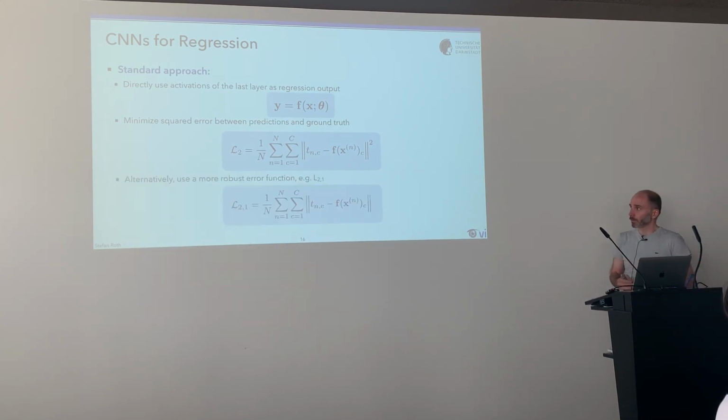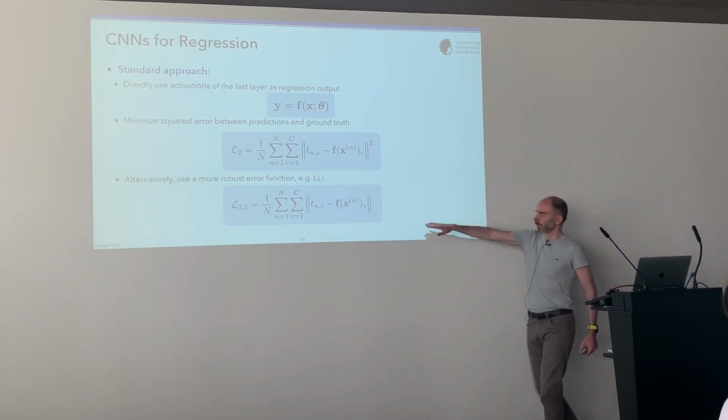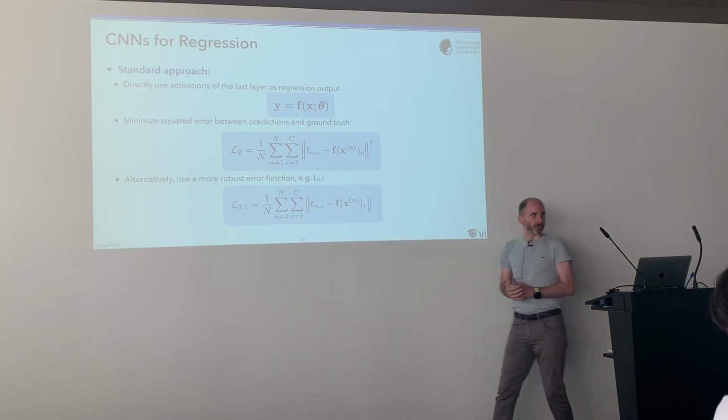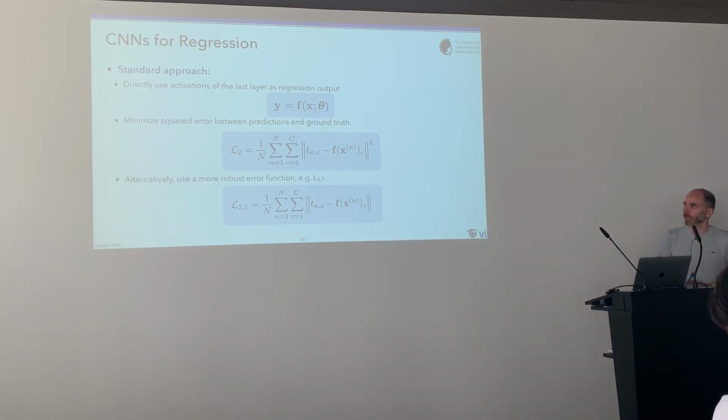In fact, for example, for motion, people found that this, formally speaking, L2-1 loss is the best, where for every output vector, you compute the Euclidean distance, and then you sum them up, as opposed to the sum of the squares. And that turns out to be more robust and is more appropriate for things like motion estimation, depth estimation, and so on. Yes, question?